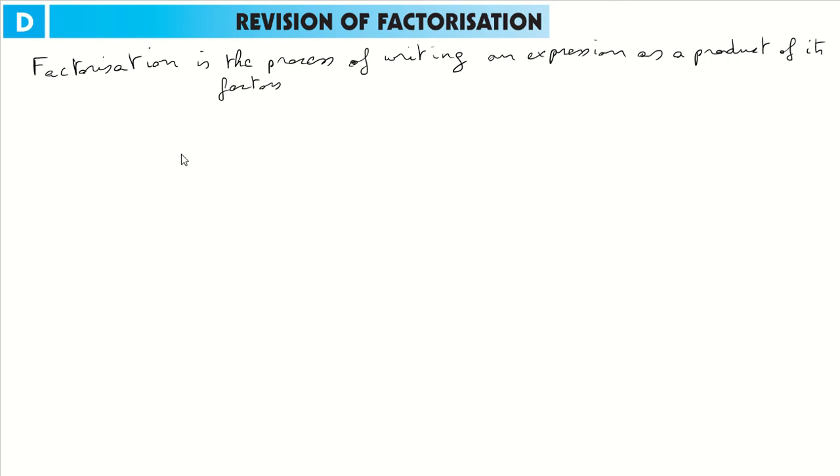This is actually the reverse process of expansion. So for example, when we have 2x times x plus 2, we can expand that. If we expand that, that gives us 2x squared plus 4x. And factorization is the reverse process of that, going from the right hand side to the left hand side.